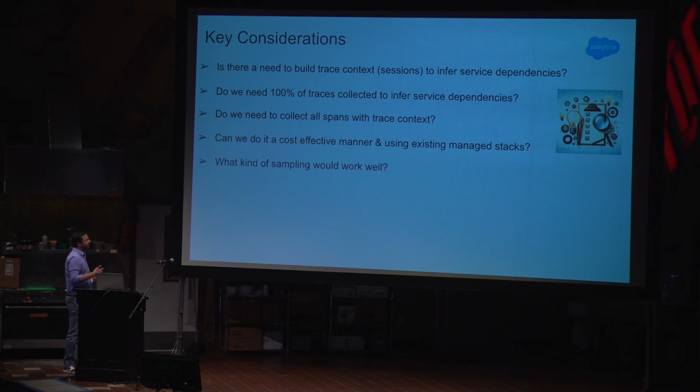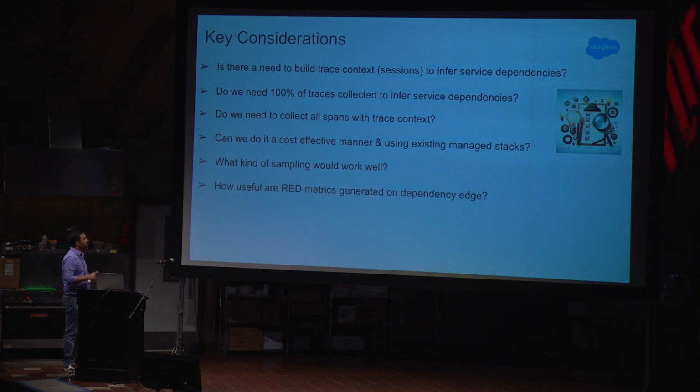And what kind of sampling would work well, right? We briefly tested parent-based sampling, but you need to be more diverse in terms of what kind of samples you collect from the source. So a little bit of adaptive sampling would always help, and that's what we tried to use at the source to be more diverse about different transactions.